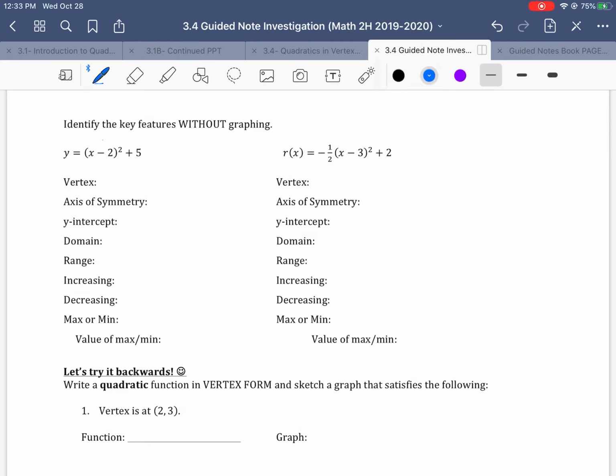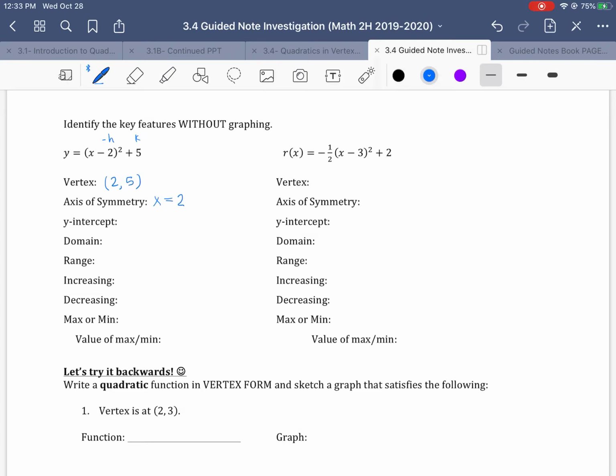So on this first one, again, remember the vertex comes from this h and this k. So we do the opposite, right? It moved right 2 and it moved up 5. So our vertex is at (2, 5). The axis of symmetry, we know, goes right through that vertex. So we use the x value of the vertex to write our axis of symmetry.